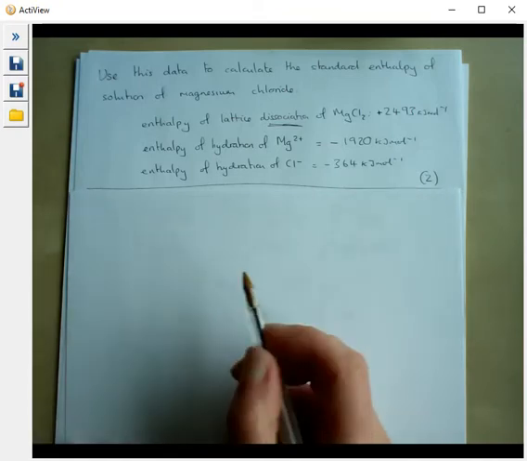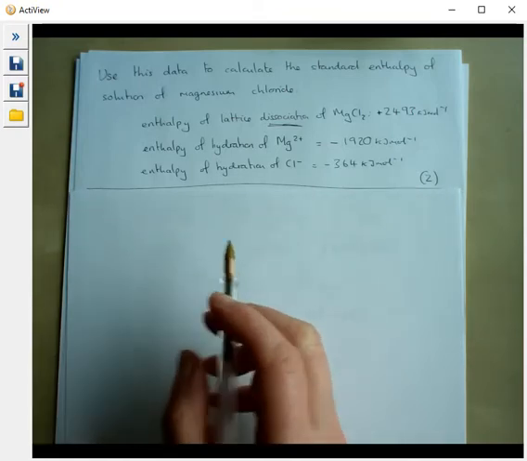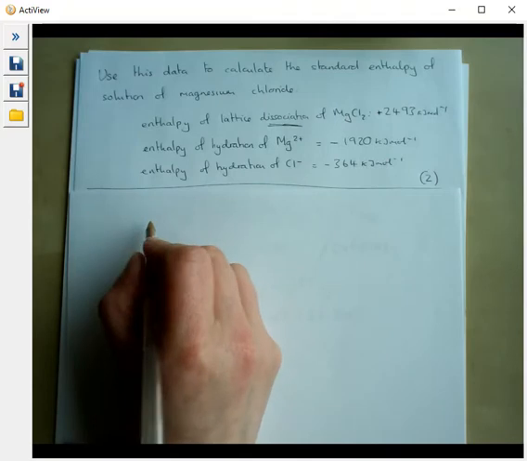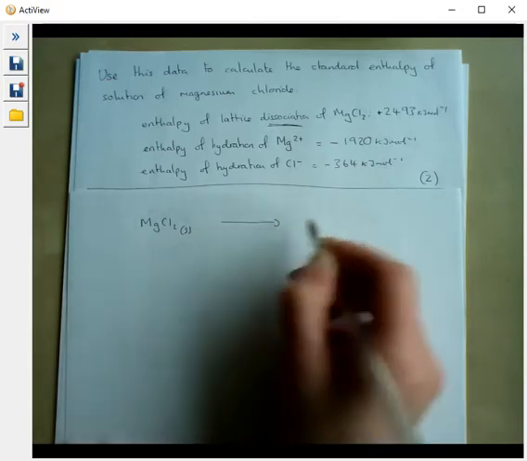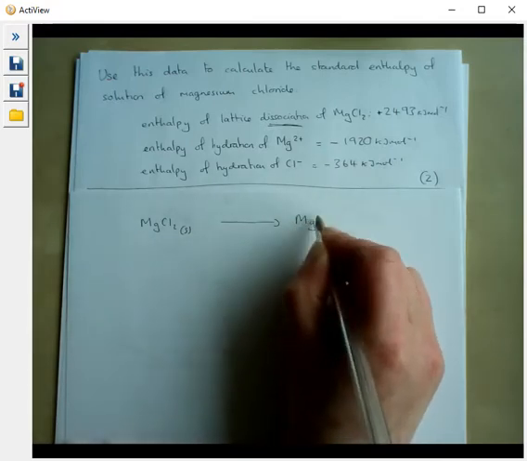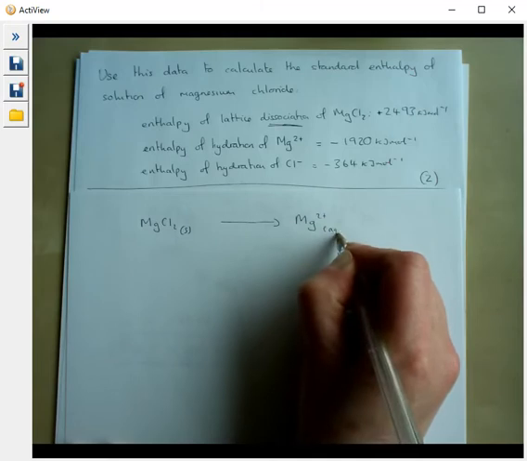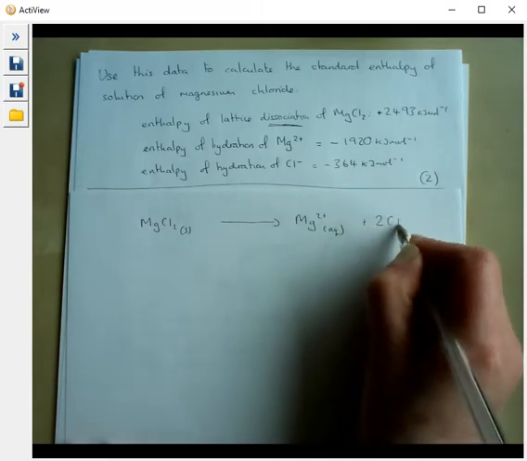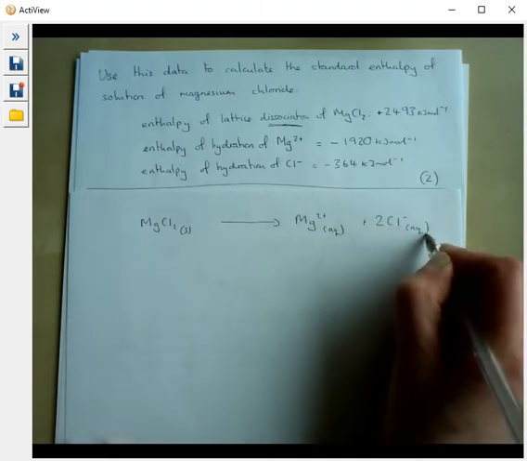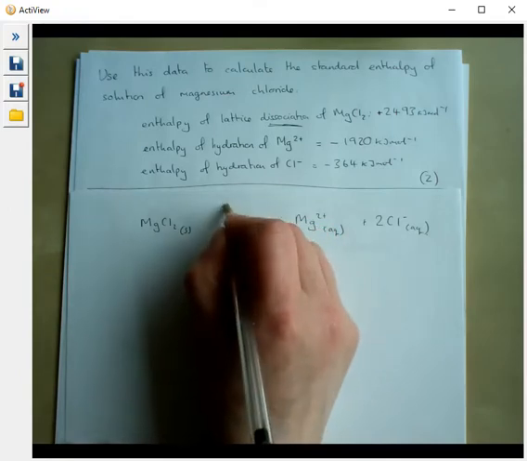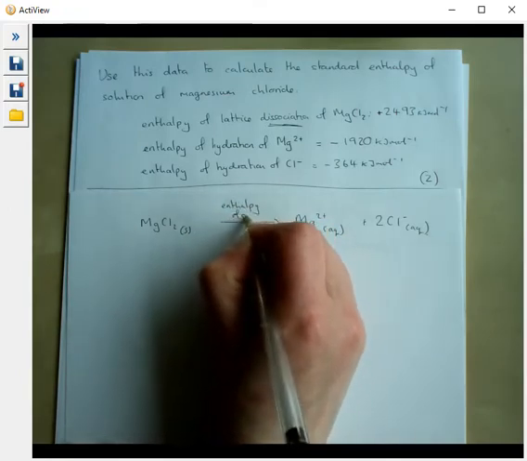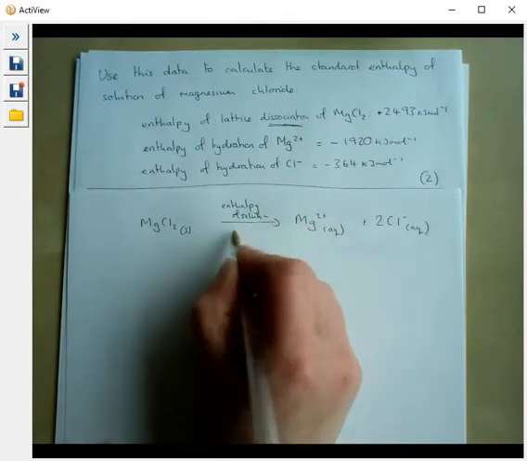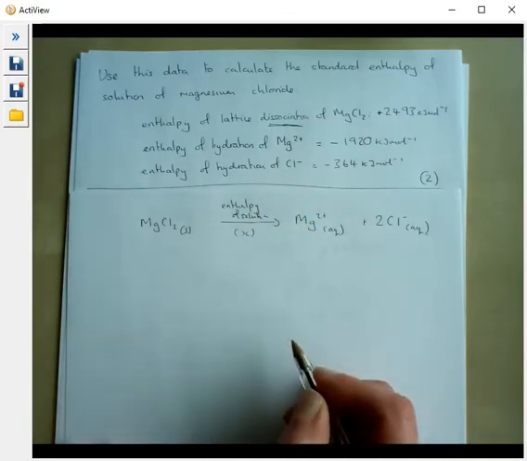So to answer this question, we need to draw a Hess cycle. If we start from magnesium chloride, which is our ionic solid, what we're doing is dissolving that in water to give Mg2+, which is aqueous, and 2 Cl-, which are also aqueous. And that's our enthalpy of solution, or X, because that's what we're trying to work out.